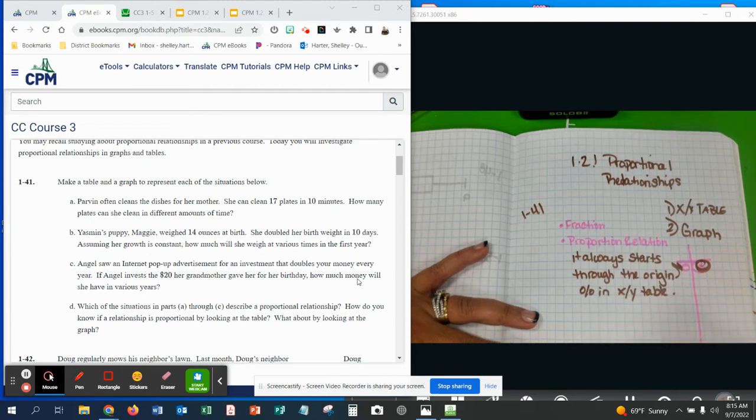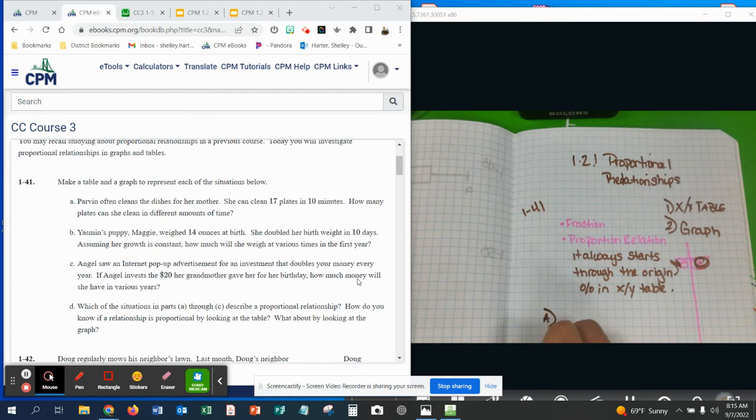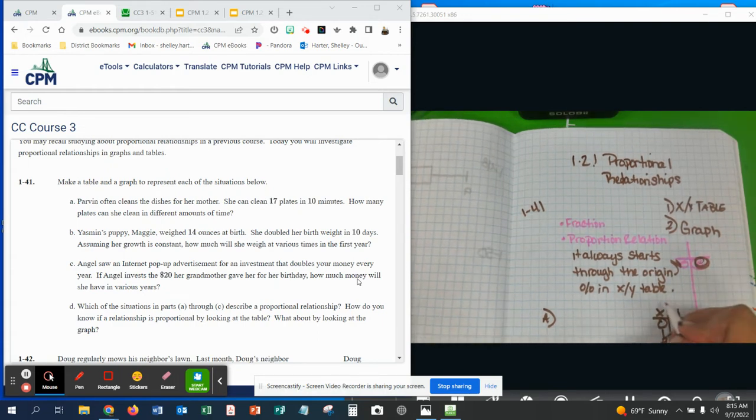Okay, so let's start out with 1-41. The first one says, Parvin often cleans the dishes for her mother. She can clean 17 dishes in 10 minutes. How many plates can she clean in different amounts of time? So for A, I'm just going to make an X and Y table here, and I'm going to put 0, 1, 2, 3, 4, 5. Then it says in 10 minutes, so our X is 10 minutes.